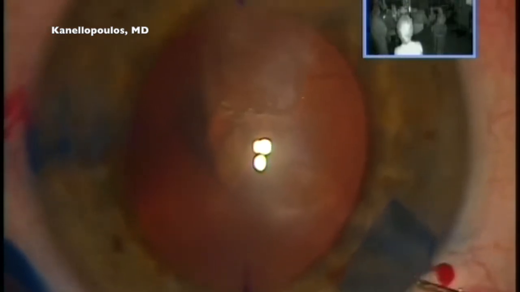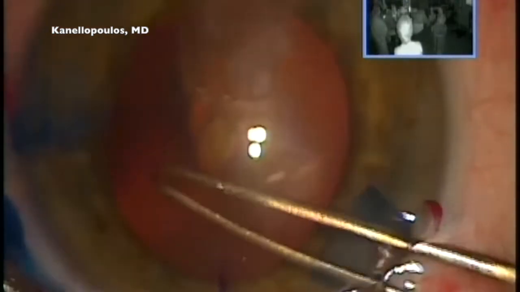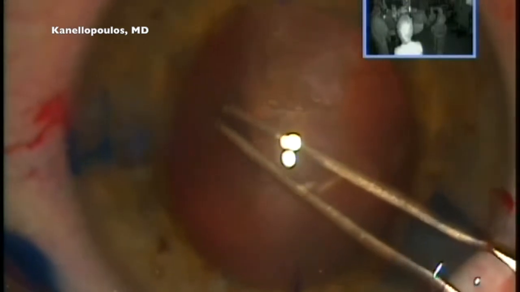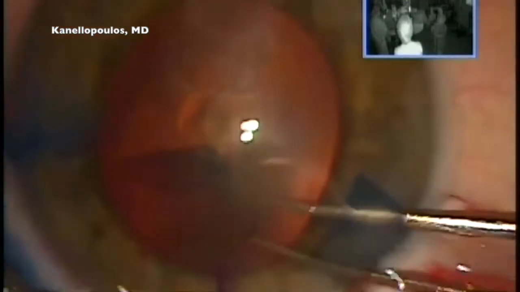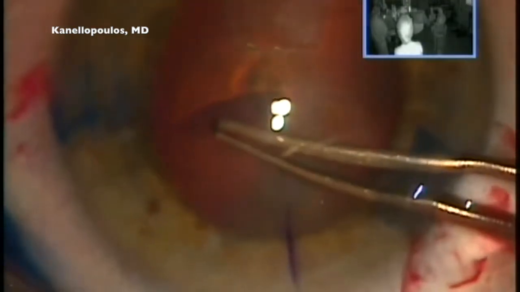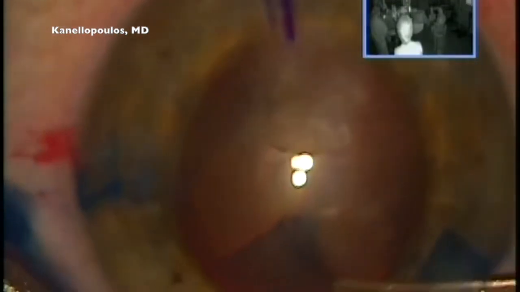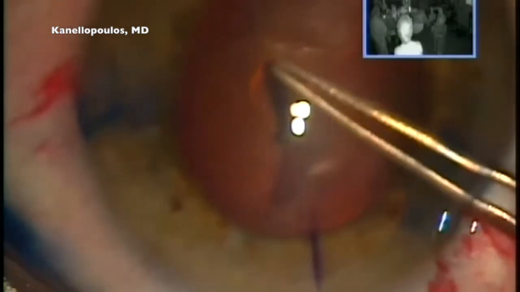And we can see how nicely I can now visualize the anterior capsule, going in with the intraocular forceps, grasping the edge, and we'll run, mostly for our younger colleagues who are beginners in the procedure, a continuous curvilinear capsulorhexis, step by step.